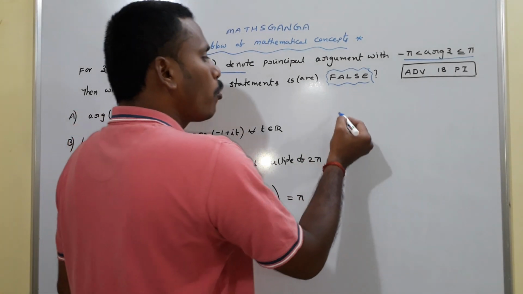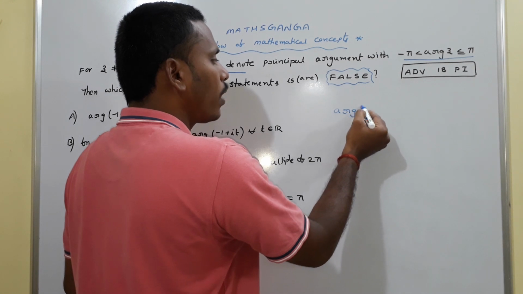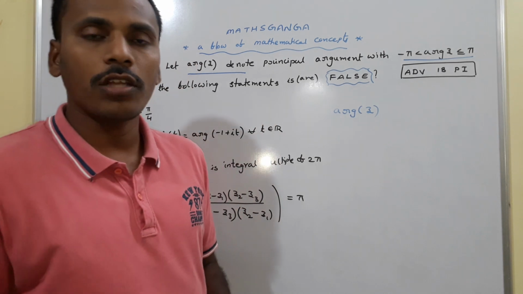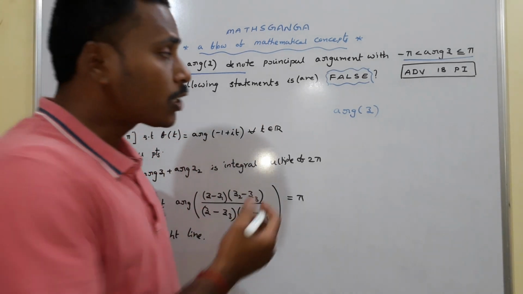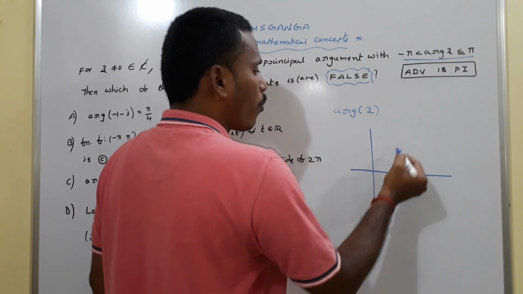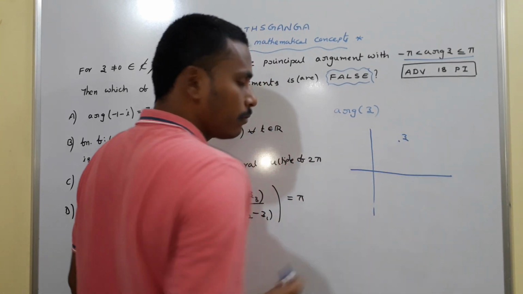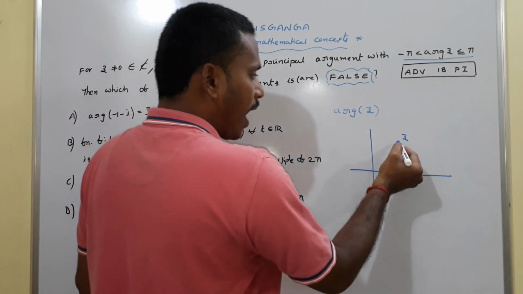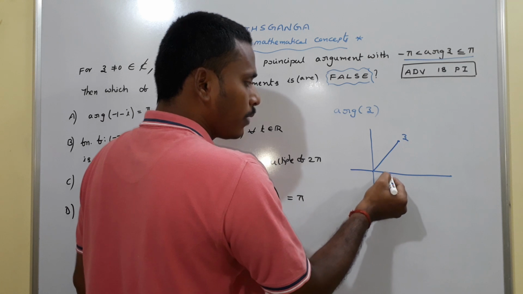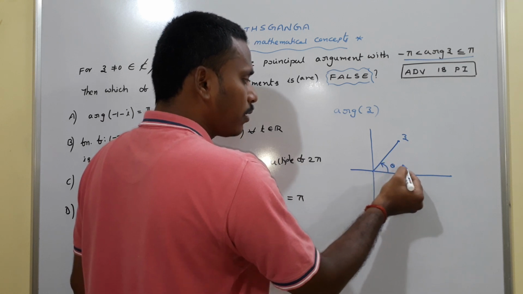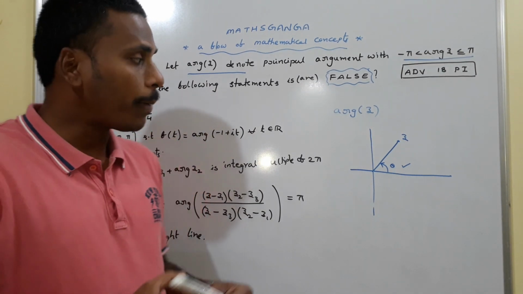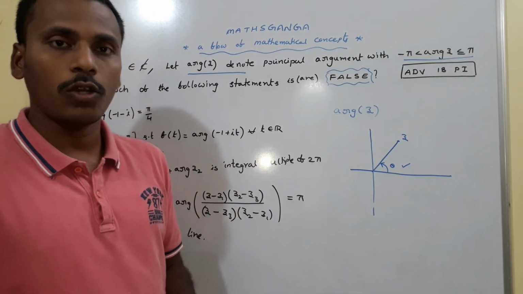Initially, the argument of the complex number. So what is the argument of the complex number? If Z is a non-zero complex number, then its argument is defined like this. Suppose we have a point corresponding to Z somewhere here, then the angle between the line joining the origin to the point, in the anti-clockwise direction, is the argument of the complex number. Depending on this, we are going to answer the questions.